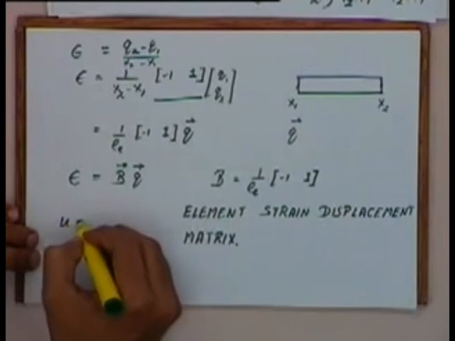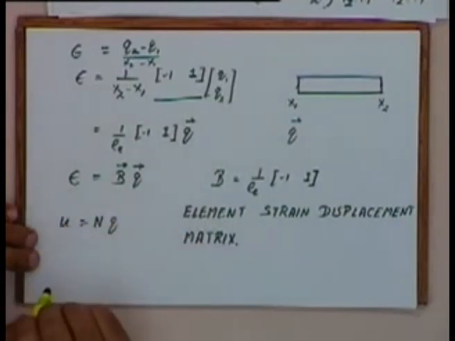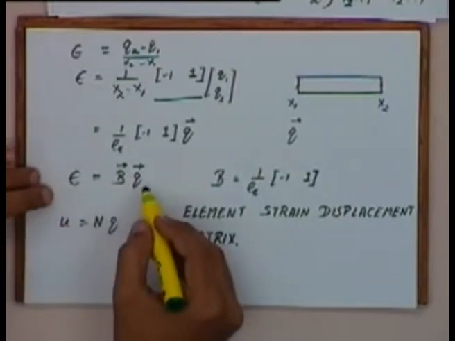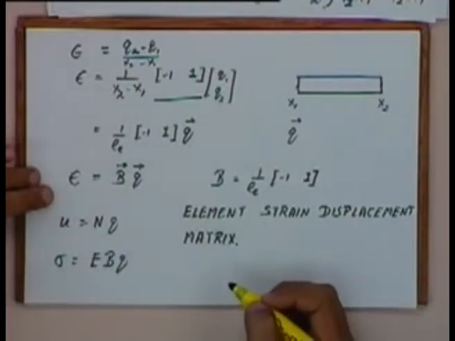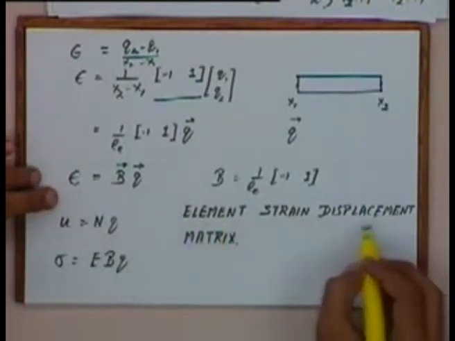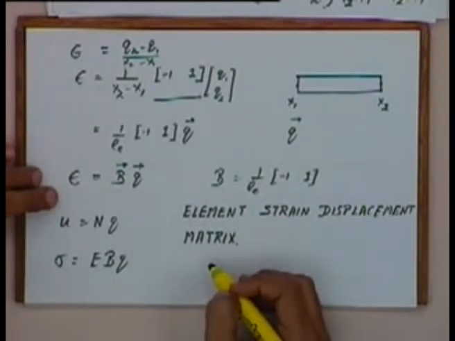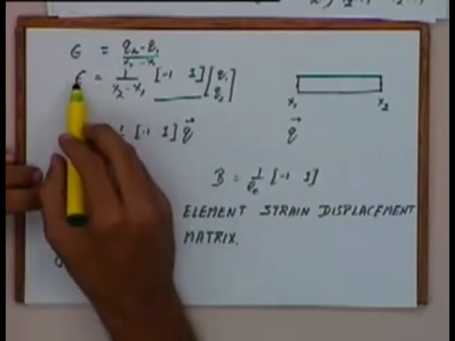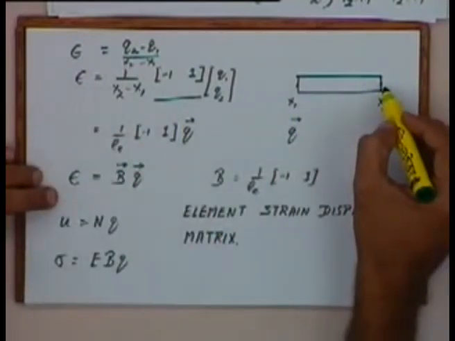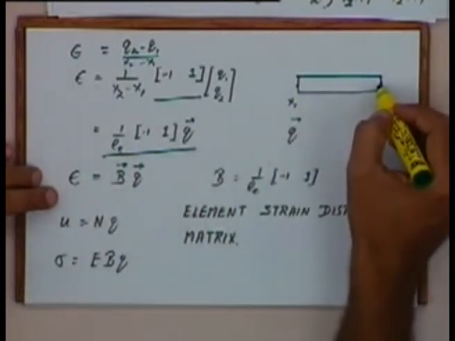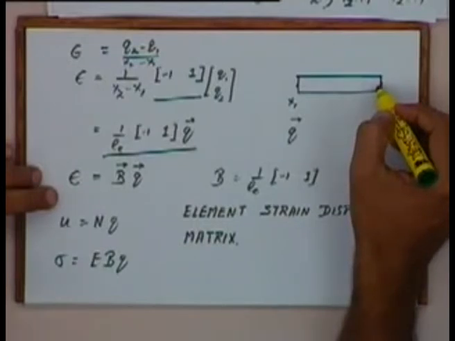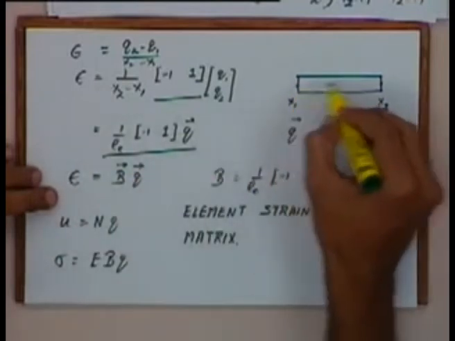If you remember, earlier we had u equal to N q and epsilon is equal to B times q. So sigma is equal to E B q, where this B is referred to as the element strain displacement matrix. And if you notice, the strain within this element does not depend on zeta or on x. That means this strain is constant throughout the element.